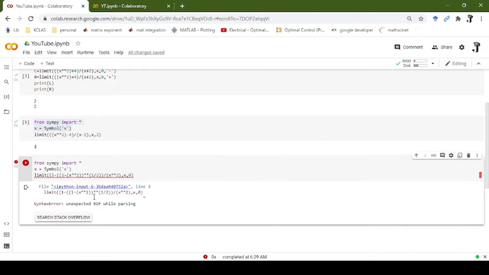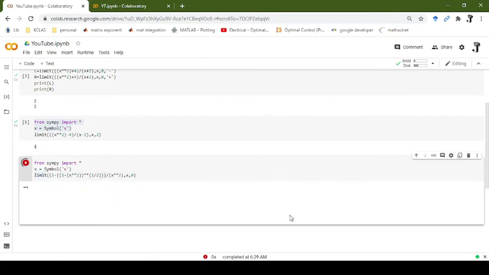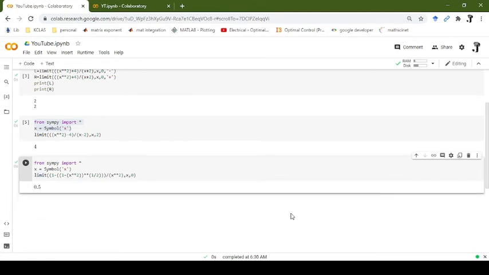And we are not getting the correct value because some bracket is wrong here. We have to close it here. So you'll get 0.5. This is what was our output in the lecture video. Okay.